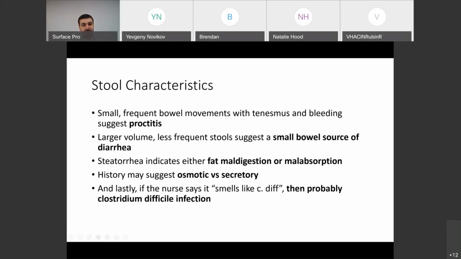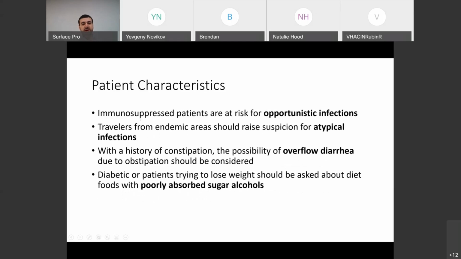All right, so patient characteristics. Just some big overarching picture type things. If the patient is immunosuppressed, you have to pay a lot more attention to opportunistic infections, the weird stuff, cryptosporidium, and other weird things like that. If you have a traveler who's coming from an endemic area, then you should think of ova and parasites, other atypical infections.